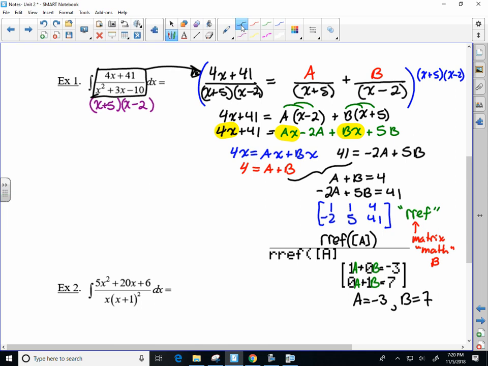But now that we have A and B, I know what the 4x plus 41 over all that stuff is equivalent to. It's equivalent to the integral of -3 over x plus 5 plus 7 over x minus 2 dx. And those are pretty straightforward because they're each natural logs. So -3 ln of x plus 5 plus 7 ln of x minus 2 plus c.